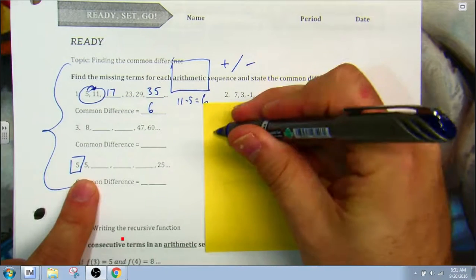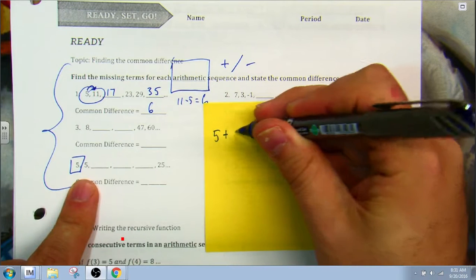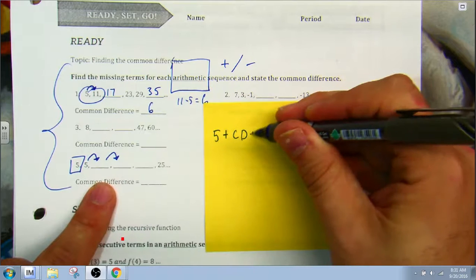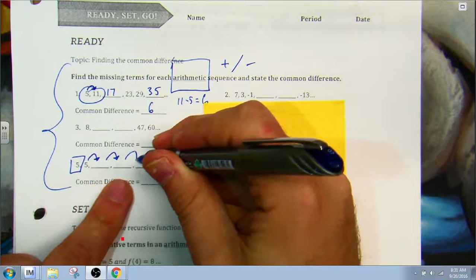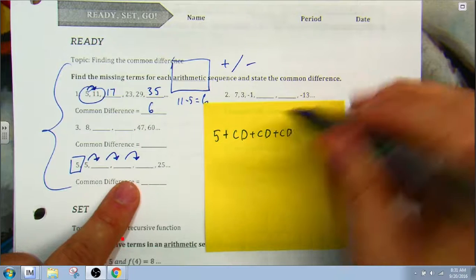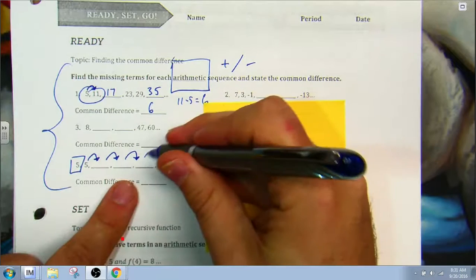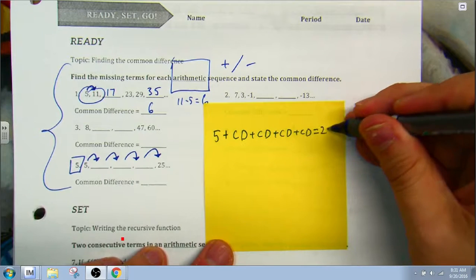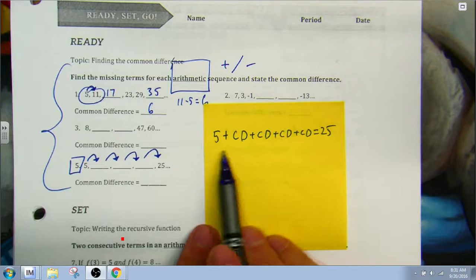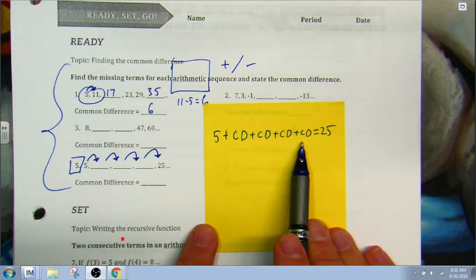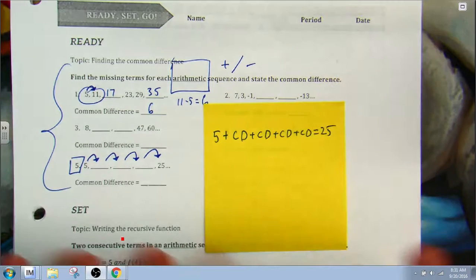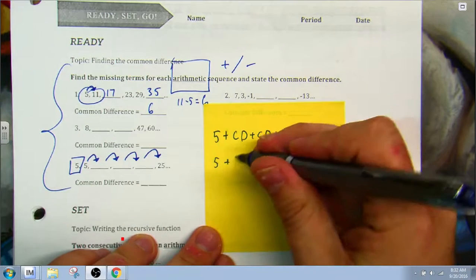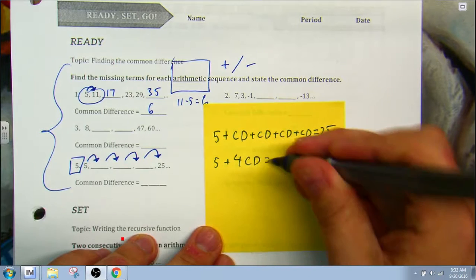I know that 5 plus my common difference would get me here, and then plus my common difference one more time would get me here, and then plus my common difference one more time would get me here, and then I have to add it yet one more time to get to 25. So essentially I've created an equation: 5 plus common difference plus common difference plus common difference plus common difference equals 25, or I can simplify this as 5 plus 1, 2, 3, 4 times my common difference equals 25.